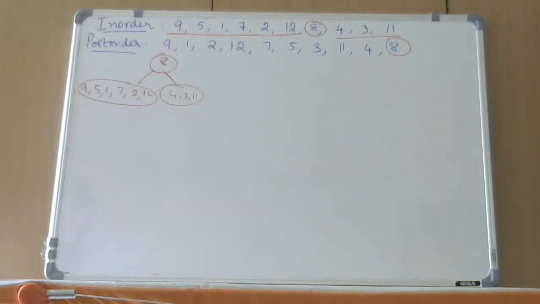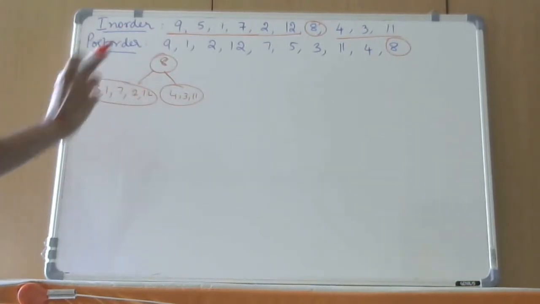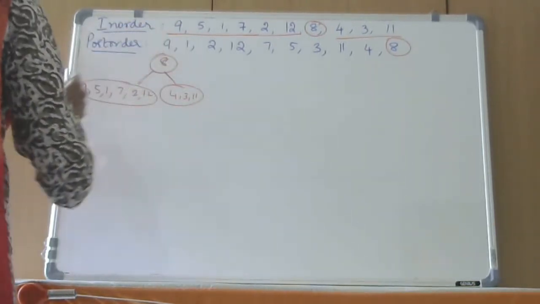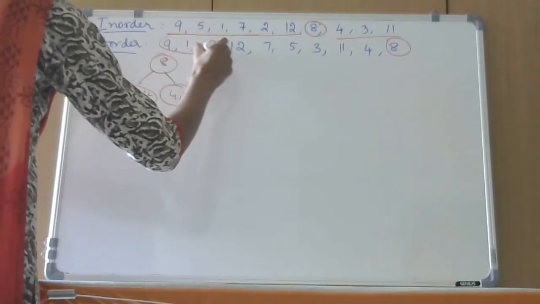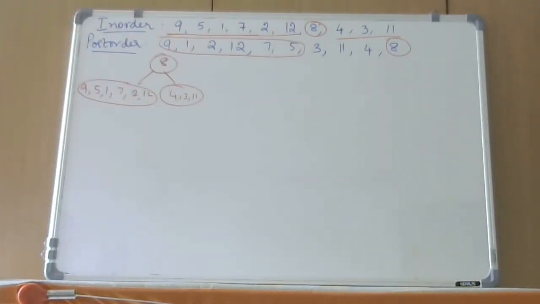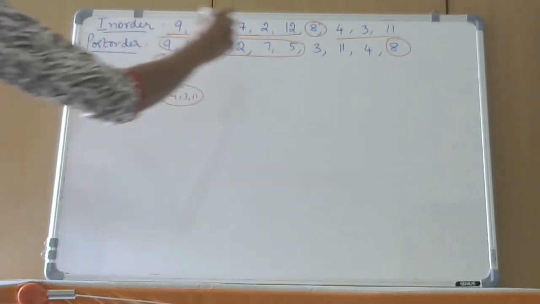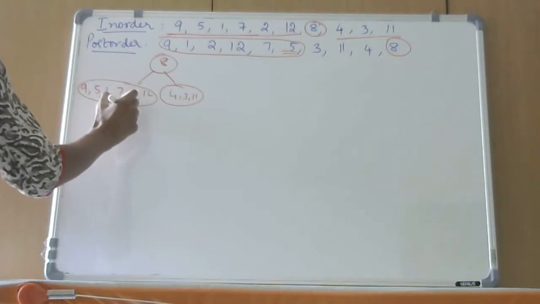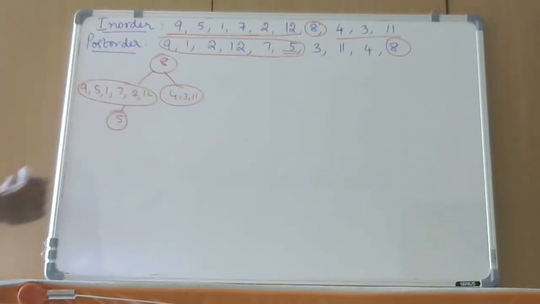Next, out of 9, 5, 1, 7, 2, 12, that means out of this part, I have to find out which is the root, is it not? So again, this is post order. Whichever is coming last, that you should take as root. Which is last in this? 5. So I will write 5 as the root.